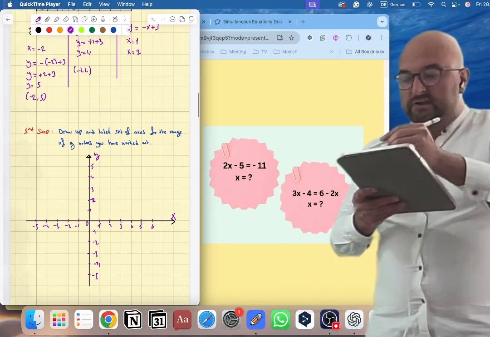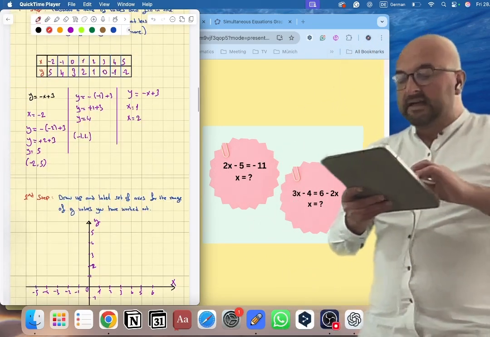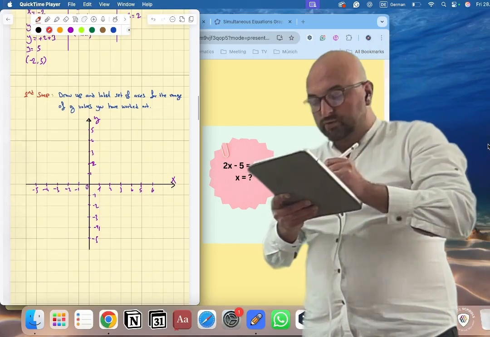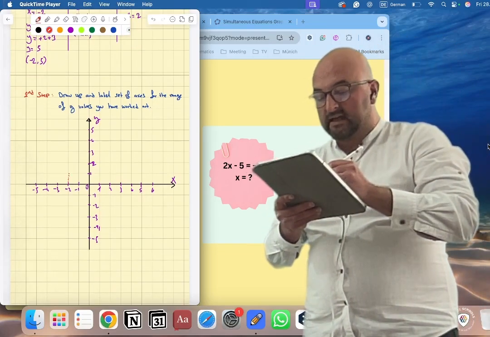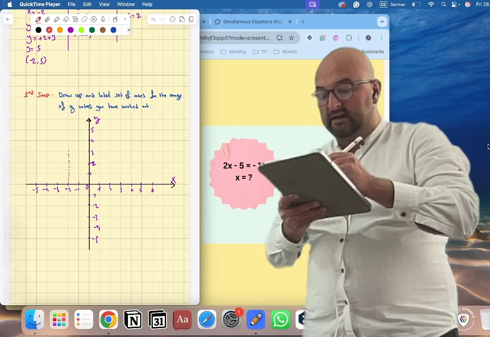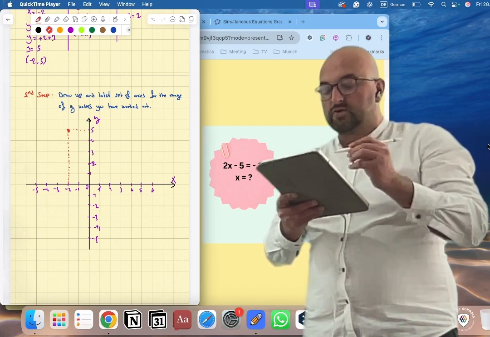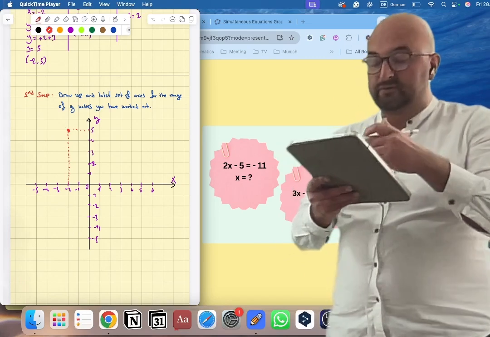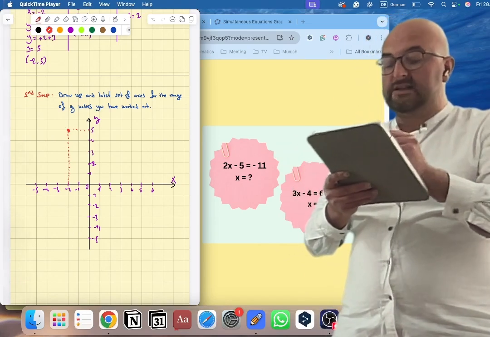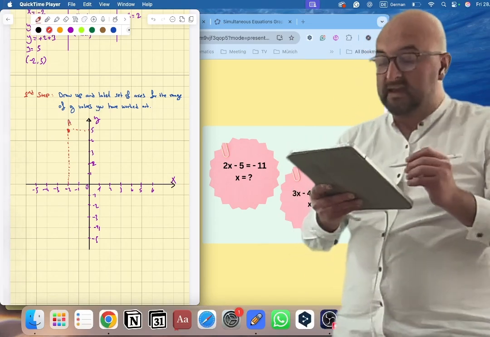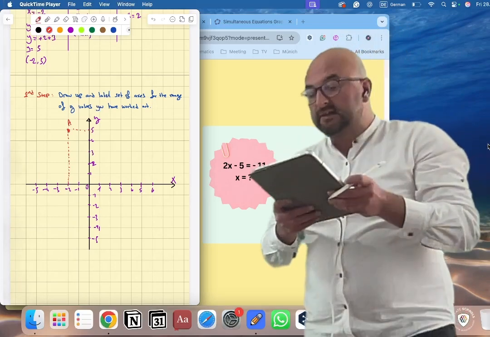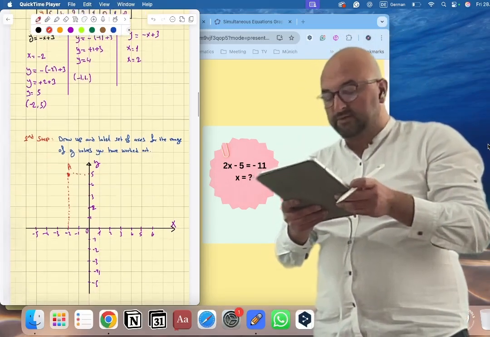Here, the first point is negative 2 and 5. Negative 2 is x, positive 5 is y, so negative 2 and 5 is this point. So they cross negative 2 and positive 5 at this point. I can call it A. So this point is negative 2 and 5. The other point is negative 1 and 4.